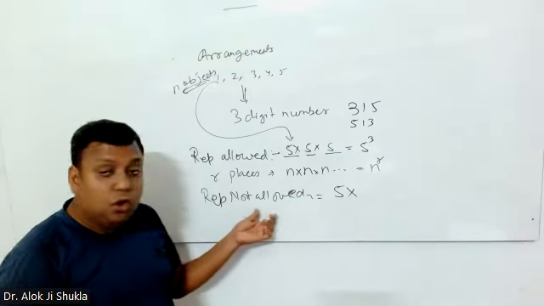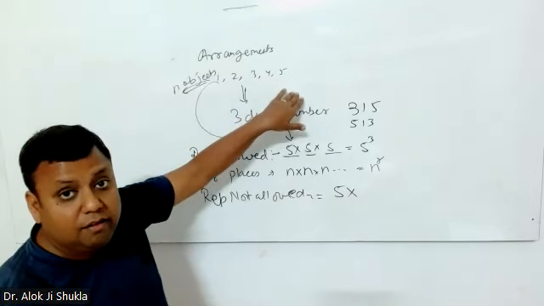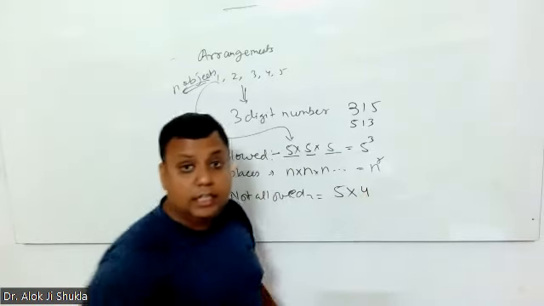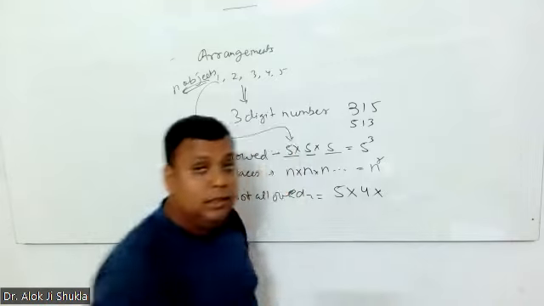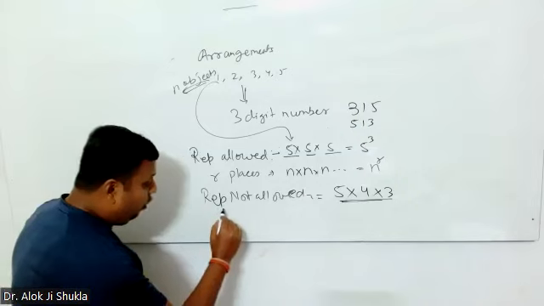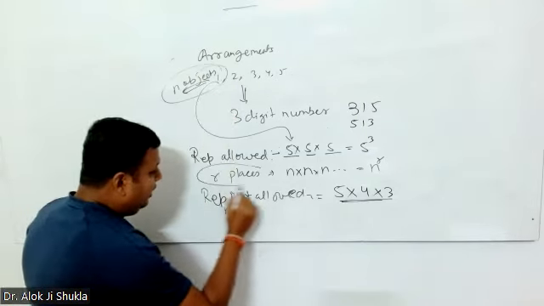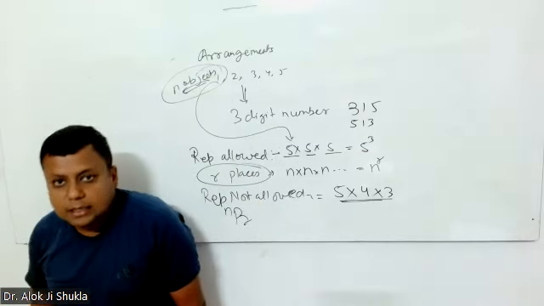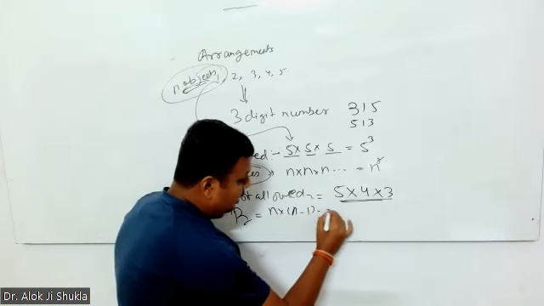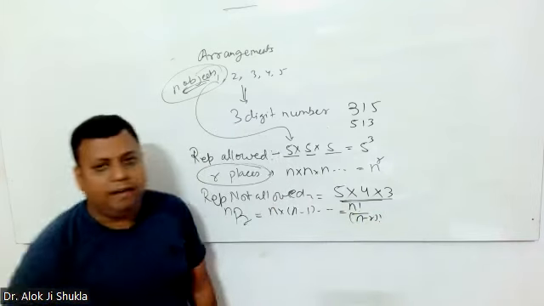So if repetition is not allowed, then what will I do? I place one of these 5 digits at the 100 place, then 4 digits at the next place, and then 3 digits at the last place. And that is where we get the formula of nPr. If I have n objects and I have to arrange them at r places, the number of ways will be n into n minus 1, and so on, which is n factorial upon n minus r.